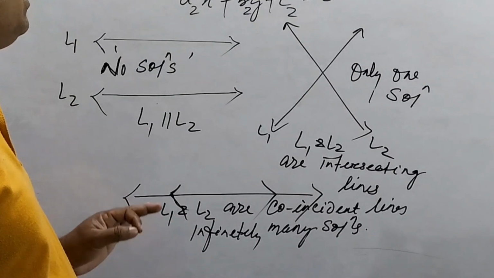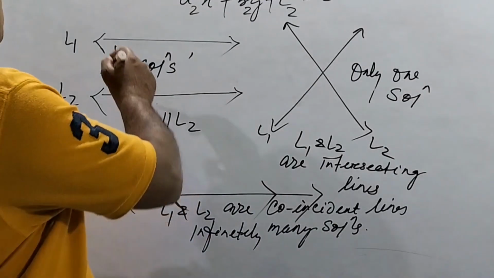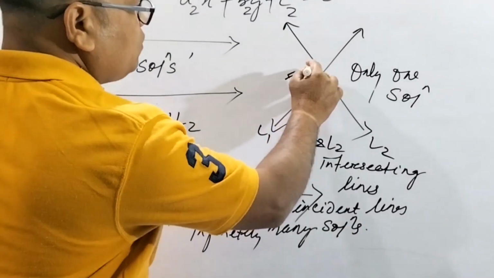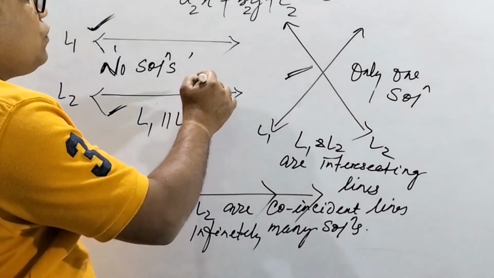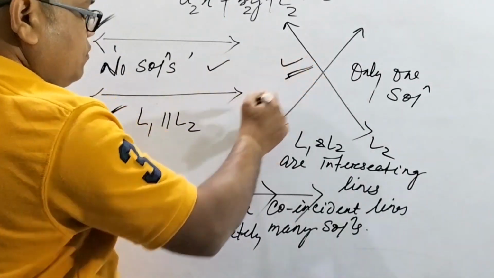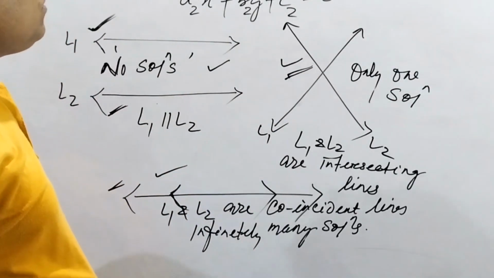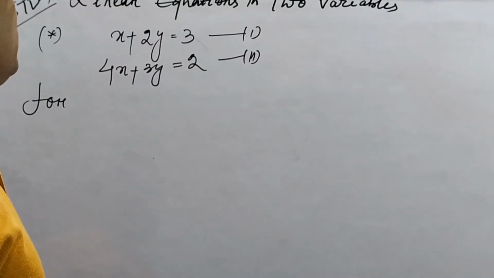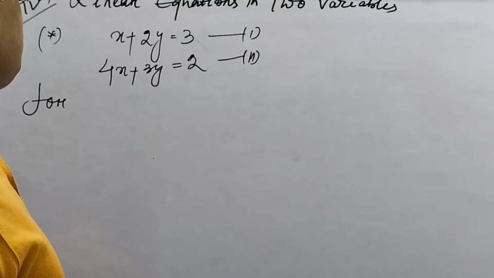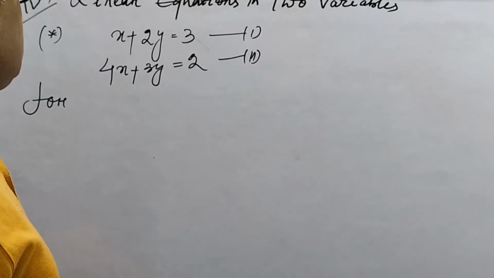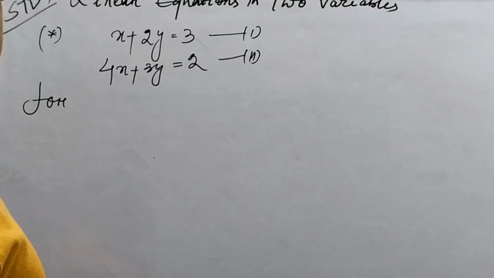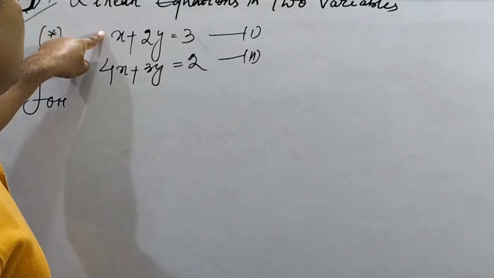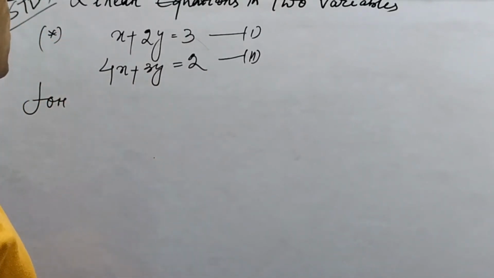Okay. Now we'll solve some questions, by getting the lines parallel, intersecting and coincident. We'll solve three questions: one out of this, one out of this, and one of this. Okay, we'll solve these three different questions. Two equations, x plus 2y equals 3 and 4x plus 3y equals 2. Then we'll have to find out the graph of this equation and the graph of this equation.